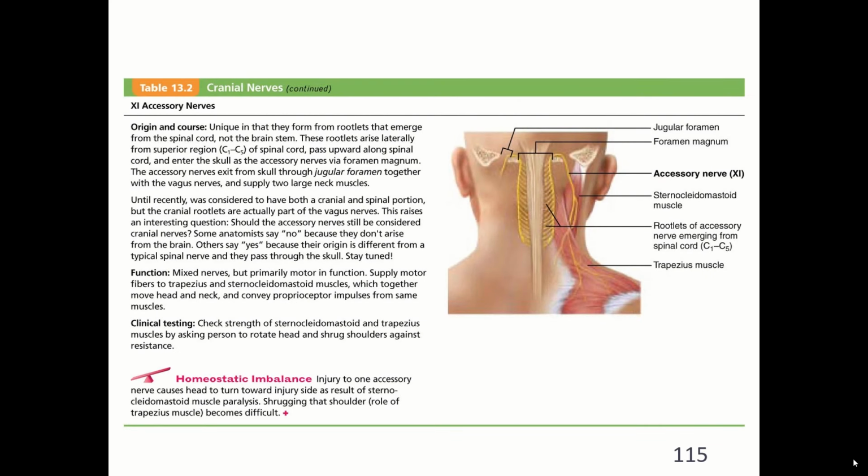The accessory nerve is cranial nerve 11, and its function is primarily motor, supplying motor fibers to the trapezius and the sternocleidomastoid muscles. The trapezius and the sternocleidomastoid together help move your head and neck. Injury to one accessory nerve causes the head to turn towards the injured side as a result of sternocleidomastoid muscle paralysis. Shrugging that shoulder, which is the role of the trapezius muscle, will become difficult.